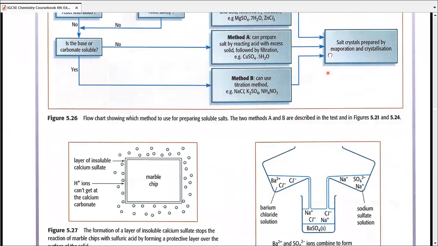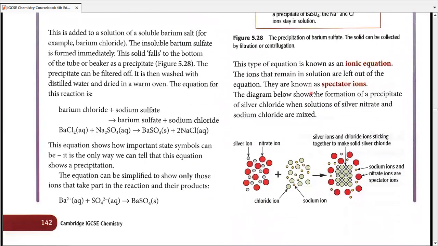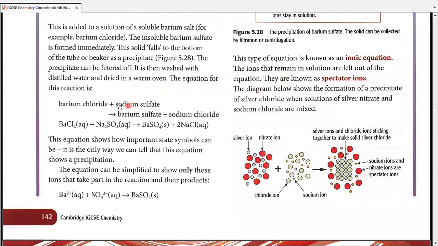If we prepare insoluble salts, precipitation is your only option. Now, barium chloride and sodium sulfate reacting is an example of precipitation. Barium chloride reacts with sodium sulfate. This is a kind of double displacement reaction. Barium is going to combine with sulfate, and sodium is going to combine with chloride. That's how these reactions proceed. So two aqueous solutions are mixed and they literally exchange their anions and cations.